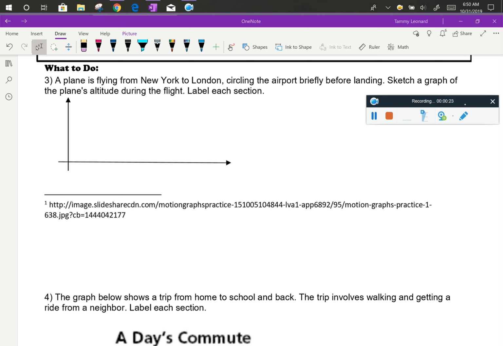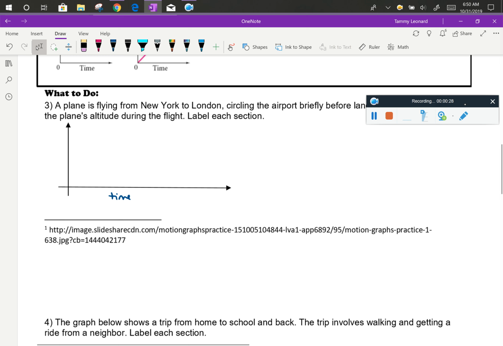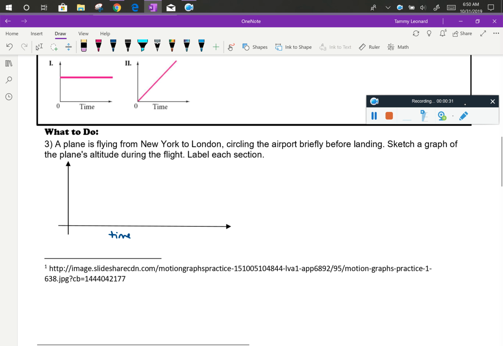So our x-axis is going to be time, and our y-axis is going to be altitude. Now, assuming our plane is a normal plane, it's going to take off from the airport, and it's going to fly across the ocean. It's going to circle above the airport in London, and then it's going to land back down to the ground. So we're going to have some time where the plane's altitude is increasing, some time where it's maintained, some time where it decreases, probably some more maintained during the circling, and then a decrease again.